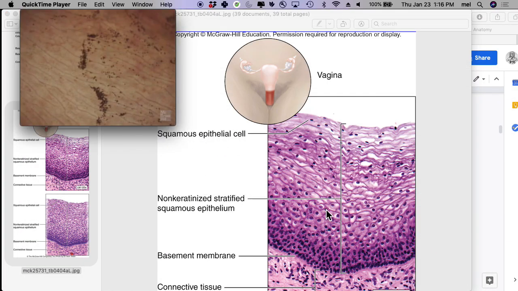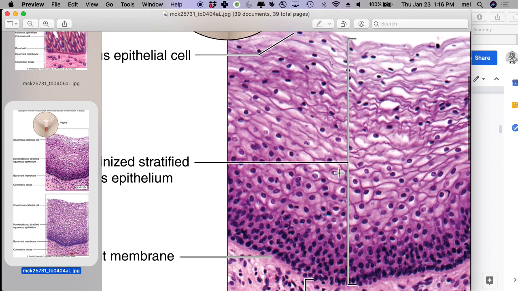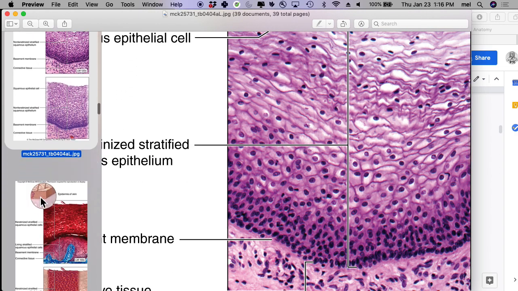Okay, so this tissue right here is going to be one of the two stratified squamous epithelia. There are actually two of them. They are both going to be protective, but one of them has a source of moisture, so it doesn't need to be waterproof, and the other one does not have a source of moisture. Okay, so this tissue right here, this is a stratified squamous epithelium.